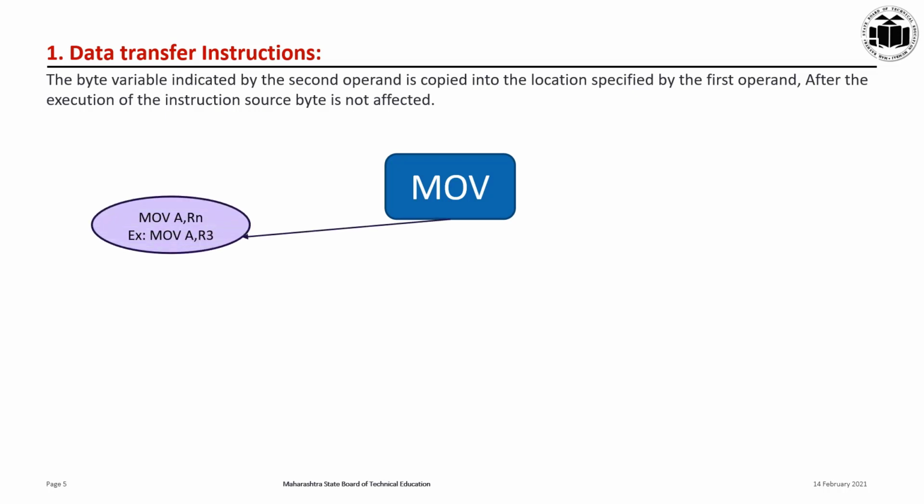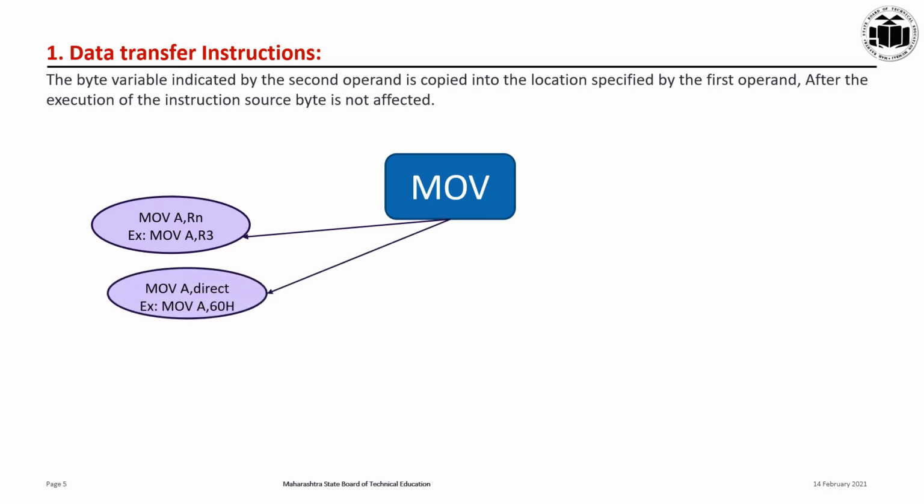MOV A, Rn. This instruction will copy the content of register Rn to the accumulator. Rn is one of the registers from R0 to R7 from the selected register bank. For example, MOV A, R3. After the execution of this instruction, the content of register R3 will be copied to the accumulator. If register R3 contains 8-bit data 24H, then this 24H data will be copied to the accumulator.